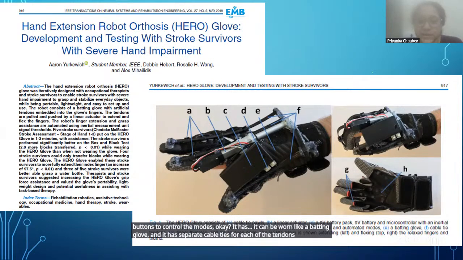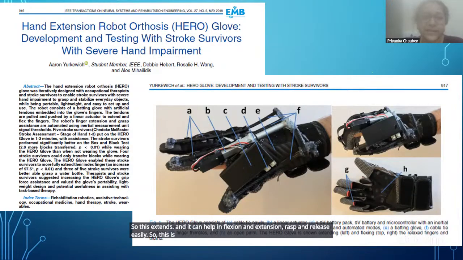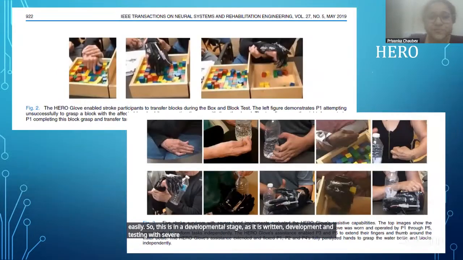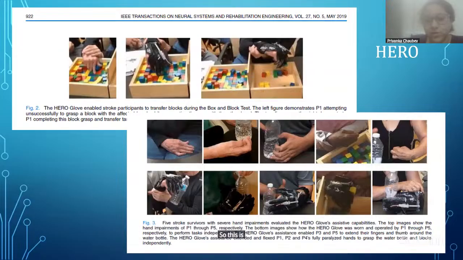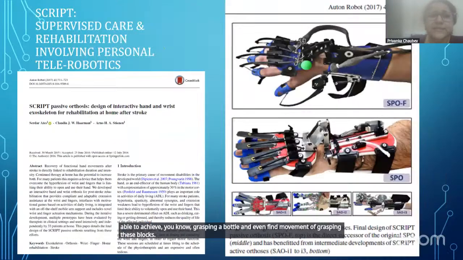It can be worn like a batting glove, and it has separate cable ties for each of the tendons. Usually you can do an open palm design. So this extends, and it can help in flexion and extension, grasp and release easily. This is in a developmental stage, as it is written, development and testing with severe hand function. So this is what was found: with a few stroke survivors, they are able to achieve grasping a bottle and even fine movement of grasping these blocks.